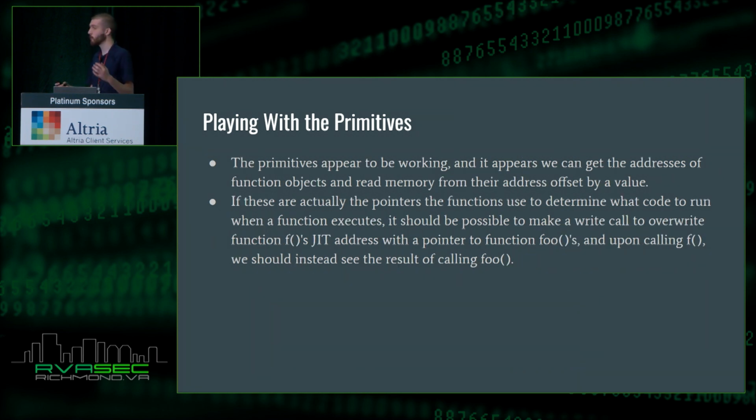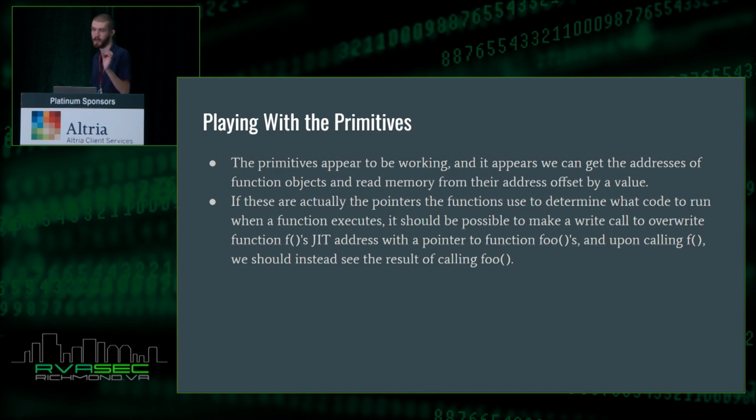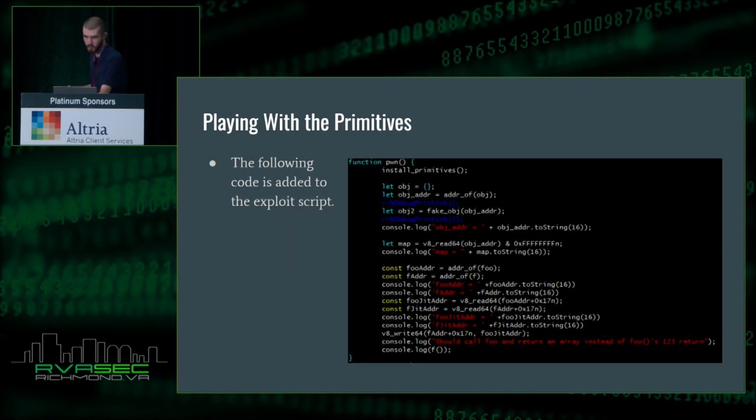So in theory, what we want to try to do now is swap these two values. We're overwriting the pointer used in f with a pointer to function foo. If we're able to do that and see that when we call f it behaves like foo, we know that we have some level of control over the code that gets run when a function is called, and that gives us a good jumping off point.